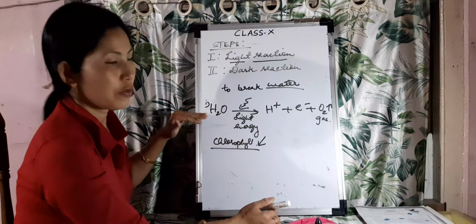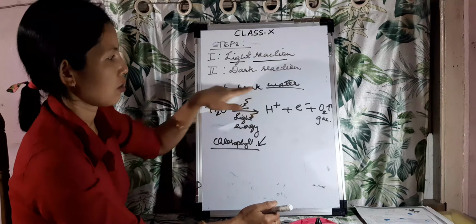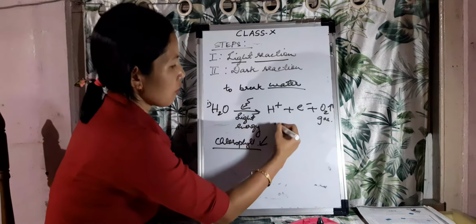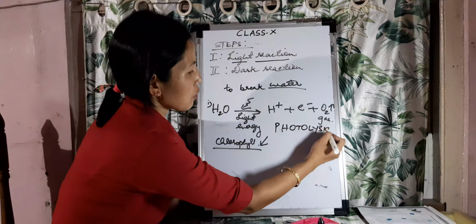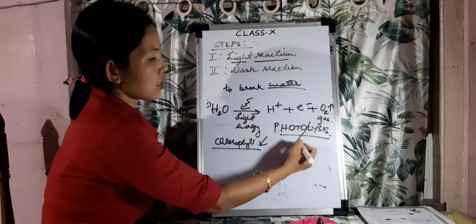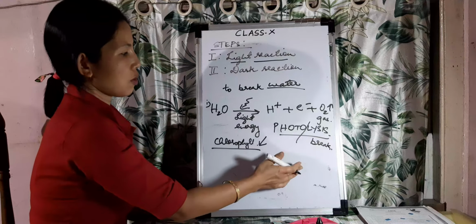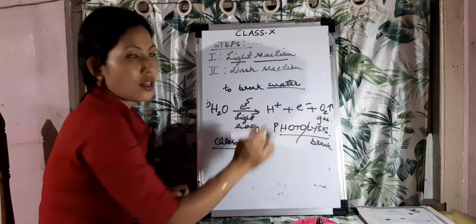So this is our first step, that is the splitting or breaking of the water molecule by the process called photolysis. Photo means light, lysis means to break. So a water molecule is broken down into hydrogen protons, electrons and oxygen gas.